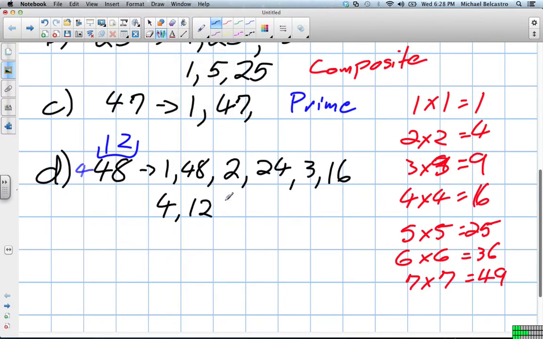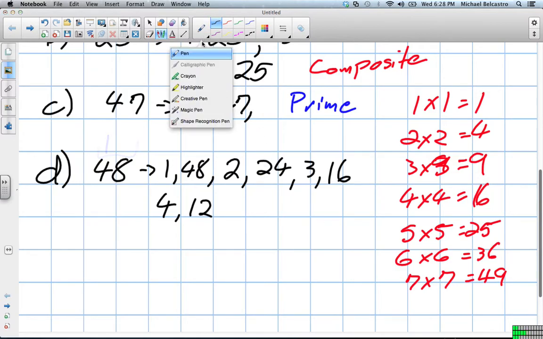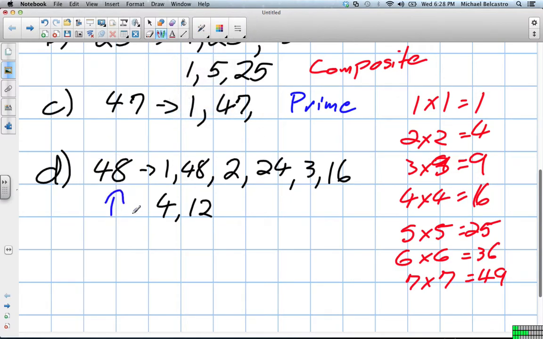Does 5 go in? No. Why not? Because the ones column doesn't end in a 0. Good. Does 6 go in? Yes. Why? Because 2 and 3 go in. Okay, so we got to test this. So 6 goes in. Let's figure out how many times 6 goes into 48.